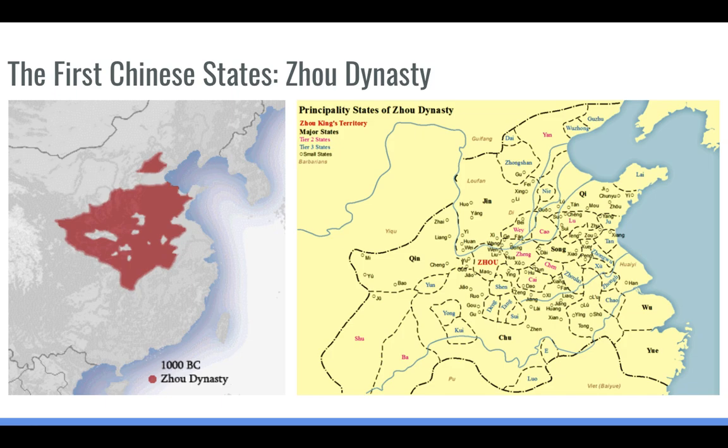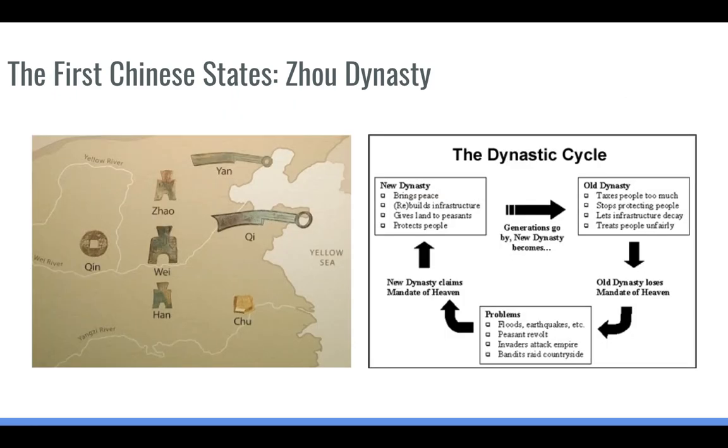The Zhou will eventually fall themselves, and what we see starting to develop in China is a dynastic cycle. An old dynasty maybe taxes people too much, lets the infrastructure decay. They lose the mandate of heaven. Oftentimes that's associated with other problems, peasant revolts, invaders, whatever it might be. A new dynasty claims the mandate of heaven, overthrows the old dynasty, takes power, centralizes power, and that dynastic cycle begins again.